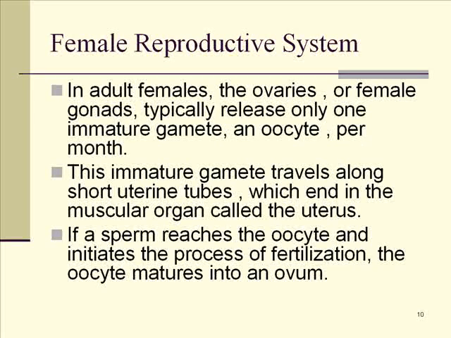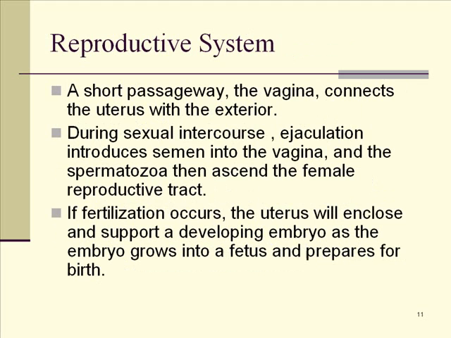When the sperm reaches the oocyte and initiates the process of fertilization, the oocyte will mature into what's referred to as an ovum. A short passageway in the female reproductive system, referred to as the vagina, connects the uterus with the exterior environment. During sexual intercourse, the ejaculant, semen, is introduced into the vagina, and then the spermatozoa will ascend through the female reproductive tract. Now, fertilization occurs if the two gametes are going to join.